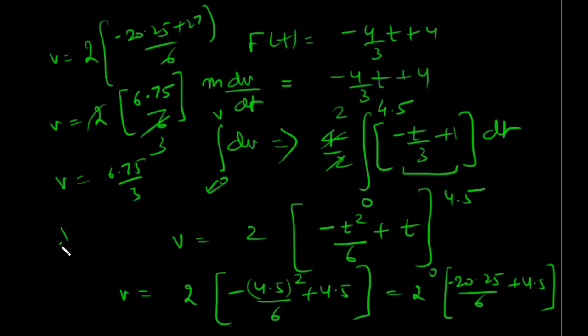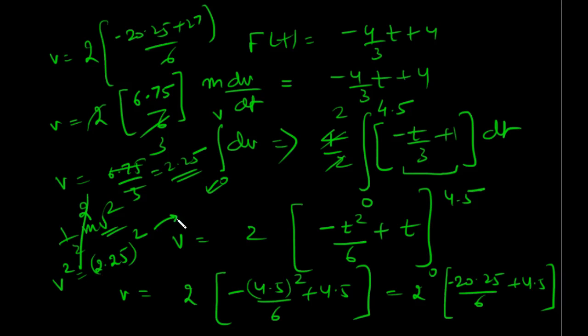So half m v square I have to calculate. Since m is 2, half and 2 get cancelled, so I only have to calculate v square over here, okay? So 6.75 by 3 is actually 2.25, okay? So v square would be equal to 2.25 whole square, and this would give the value of 5.06 joule. This is the answer, okay? This is the final answer. According to me, this is the answer, okay?